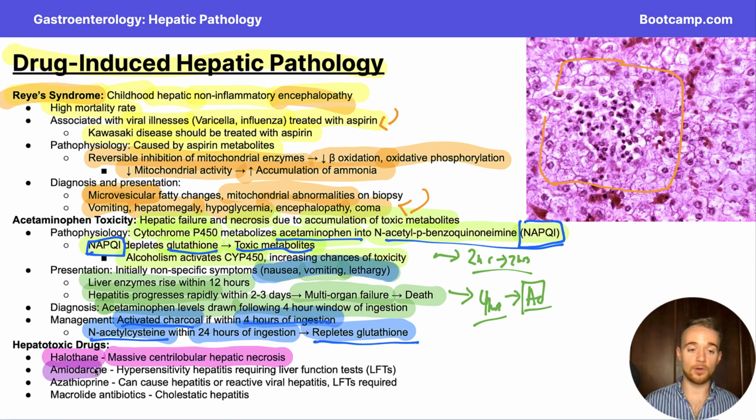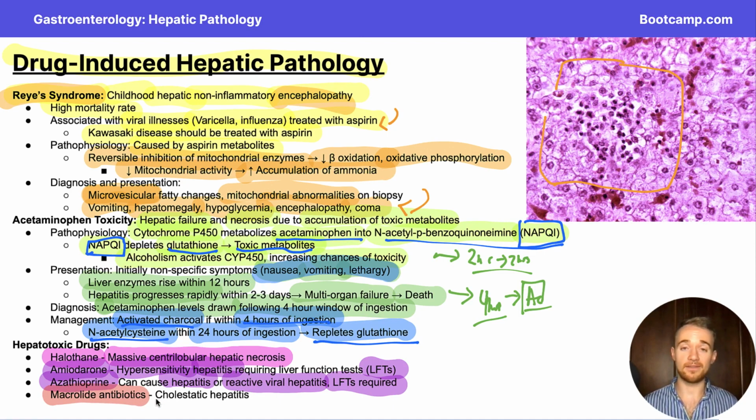Next up is amiodarone. Amiodarone, as we know, causes a bunch of different side effects. However, one of these is going to be hypersensitivity hepatitis, and this is going to require liver function tests being done in order to monitor how the patient is able to tolerate amiodarone and how their liver is doing. Similarly, azathioprine or 6-mercaptopurine can also cause hepatitis, or reactivate viral hepatitis. And similarly, you need to do LFT checks on somebody who's taking azathioprine or 6-mercaptopurine. And you also want to make sure that someone who's about to take this drug doesn't have dormant Hep B or Hep C.